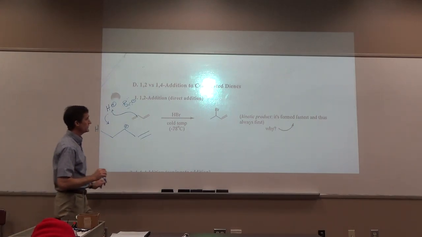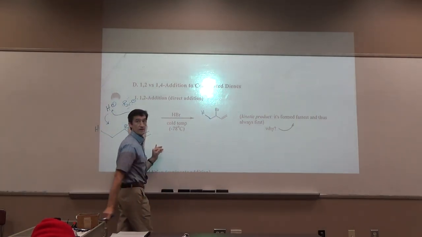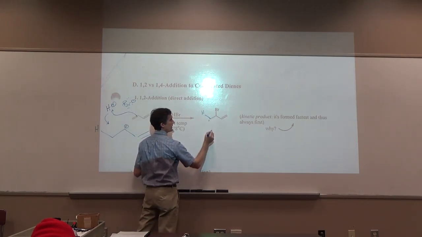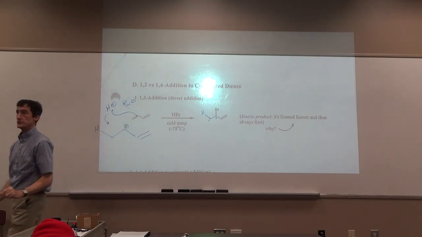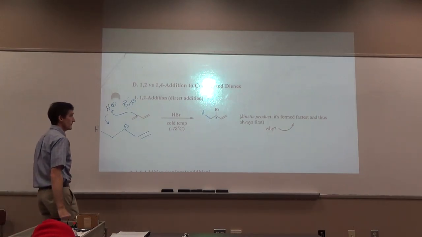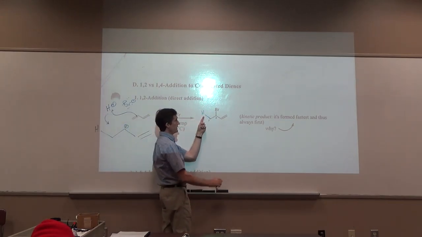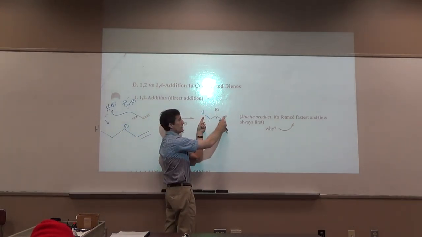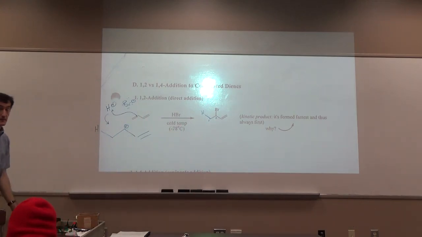Why is this called a 1-2 addition? Because the new H is here, the bromine is right next door. So if the new H is on the one carbon, the bromine is on the two carbon. 1-2 is the relationship between the H and the Br in the end product. Now when we do 1-4 additions, the H will be here, but the bromine is going to be over here. 1-2-3-4, and that would be a 1-4 addition. We'll see how that happens.